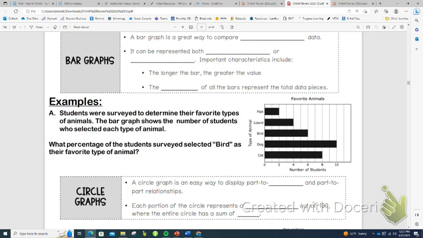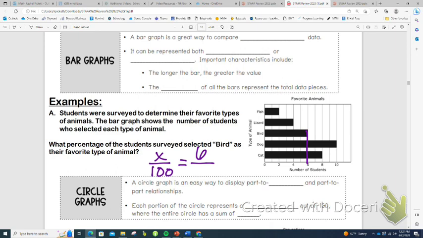So we've got a percent. Think about what we've been doing all week. We've been setting up proportions. So what we're going to do is use the bird number to set up a proportion. And we're trying to find a percent, so we know we're going to have x over 100. So now we've got to figure out how many birds were chosen. Well, if you look at the bird bar, that goes up to 6. So 6 of the students surveyed chose bird.